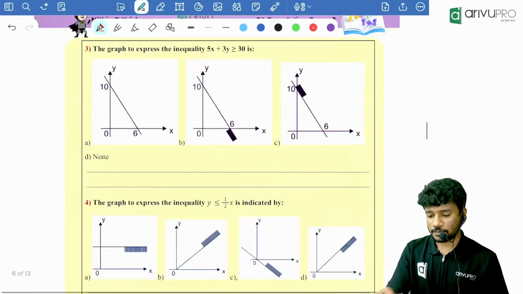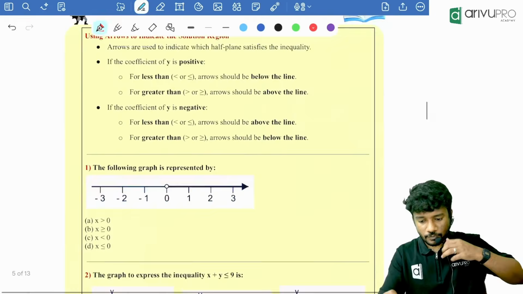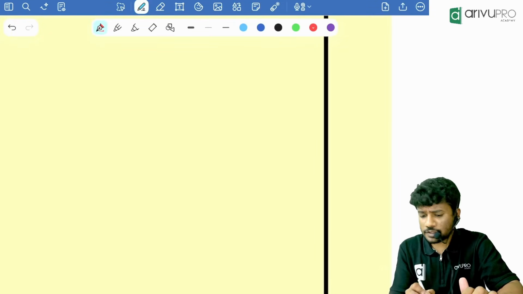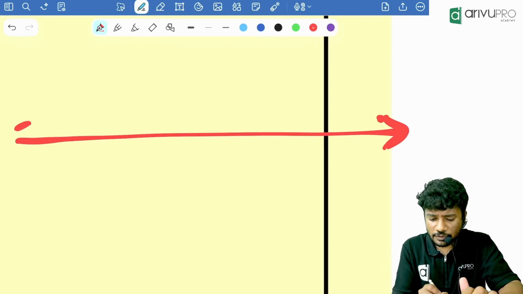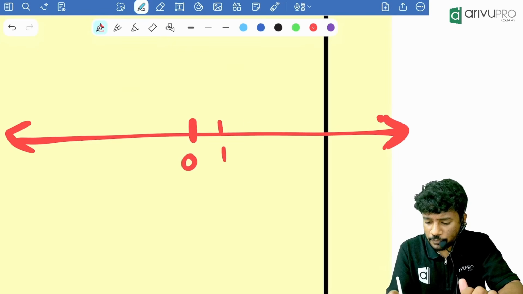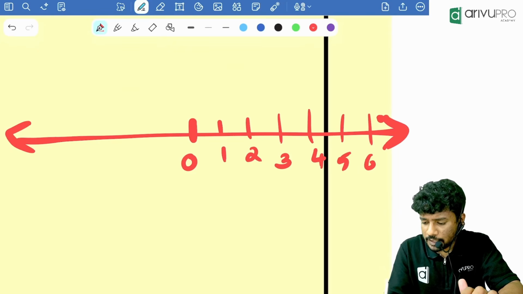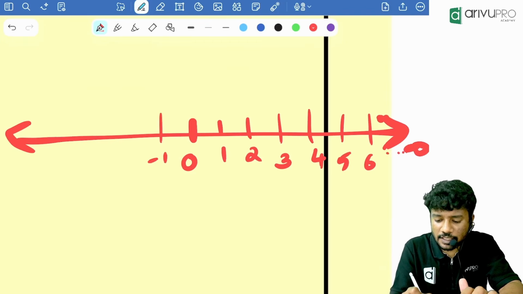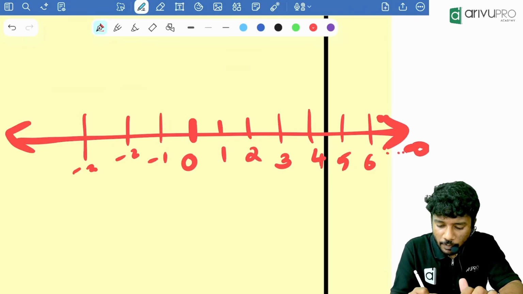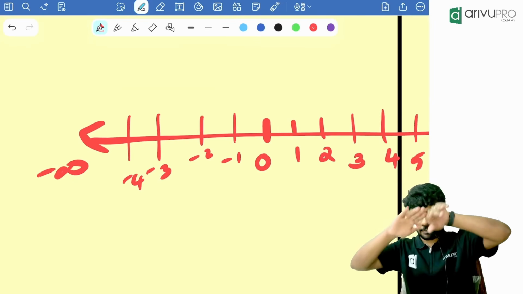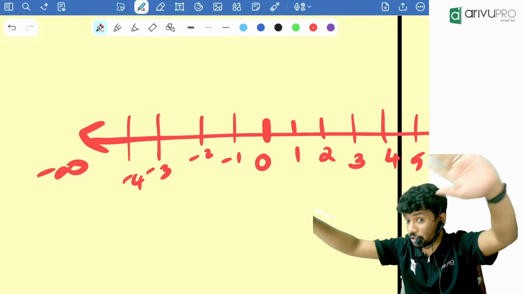Now, one question to everyone. Everyone knows a number line, right? We have studied it in school. So what are the possible values on a number line? 0 is in the middle. Then 1, then 2, then 3, then 4, then 5, then 6, etc. till infinity. Then towards the left-hand side, minus 1, minus 2, minus 3, minus 4, etc. till minus infinity. Number line means it is going forever. It is not stopping.